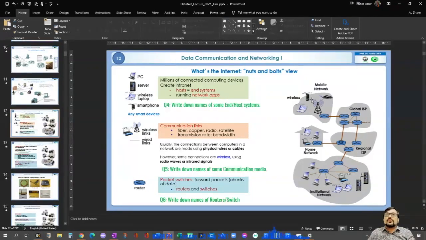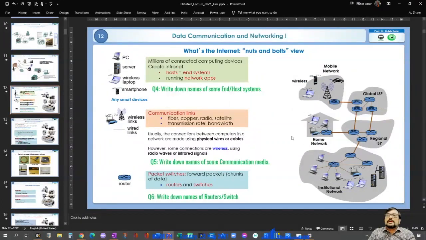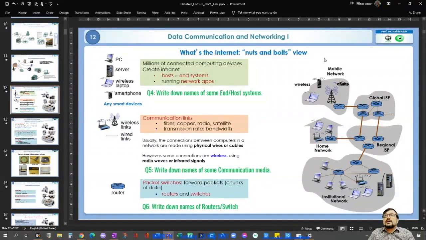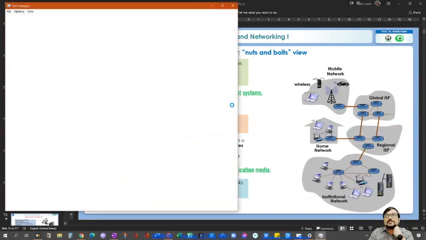So how the network infrastructure can be placed. With this, I showed you that we can have a mobile network, we can have global ISPs, we can have regional networks.